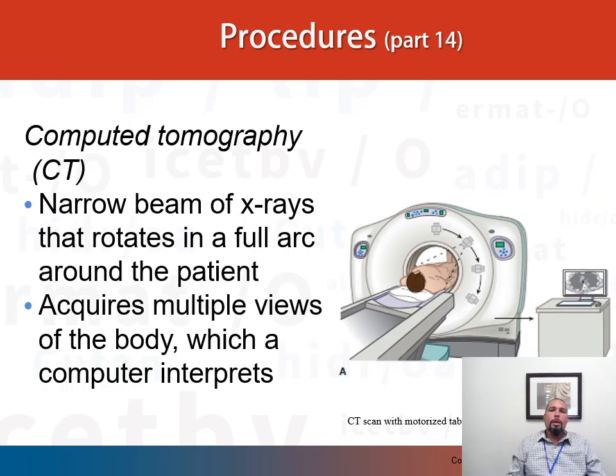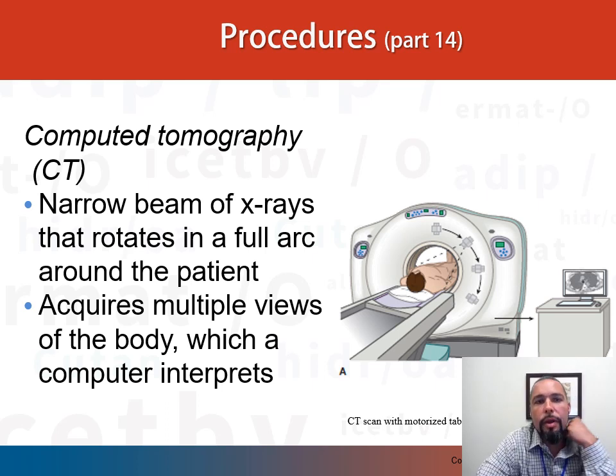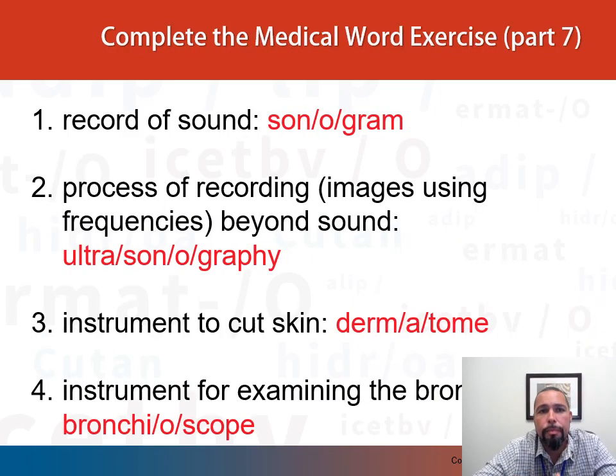Next is your CT. It kind of looks like a donut. Computed tomography has narrow beams of X-rays that rotate in a full arc around the patient. It requires multiple views of the body at the same time, which a computer then interprets and forms the image.